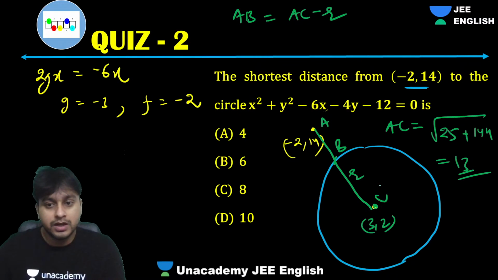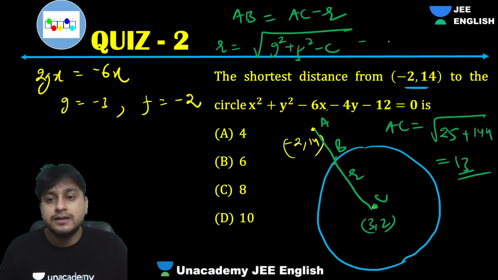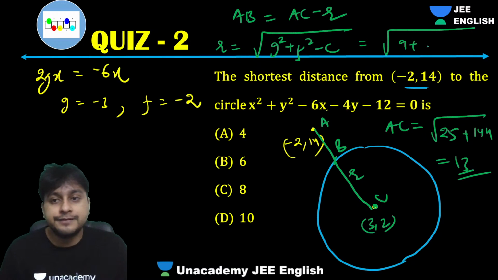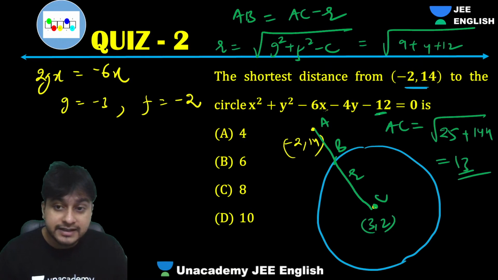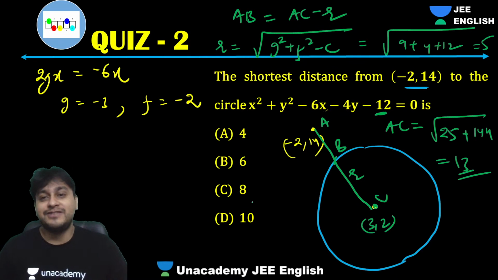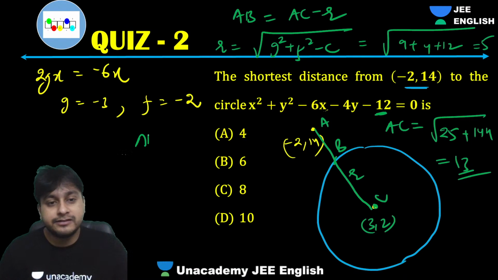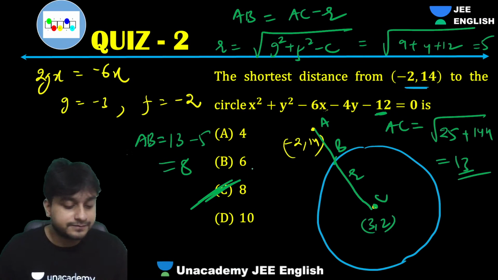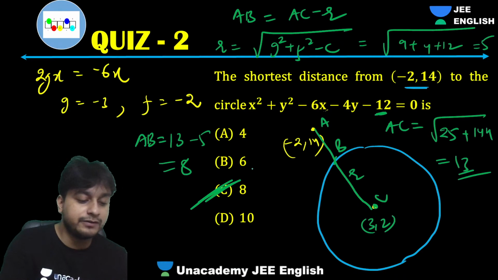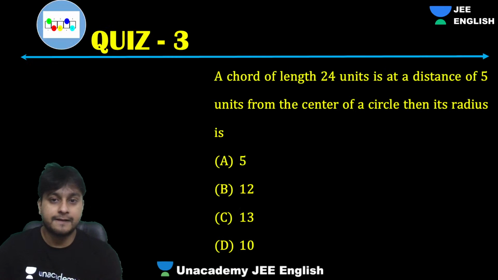AC as 13. What is the radius? Can we calculate using the formula? Everyone knows root of g square plus f square minus c, right? G square will be 9, plus f square will be 4, minus c. So minus minus plus 12. Don't forget that, minus c. C is minus 12, guys. Don't mess up the formula. So that is coming as root 25, that is 5. Simple. So guys, what is the shortest distance? Can I say the shortest distance will be simply AB, which is AC minus R, 13 minus 5, which is 8, easy. Great. Amazing. Understood, guys? Everyone watching, clear? Okay. Great. Next question.